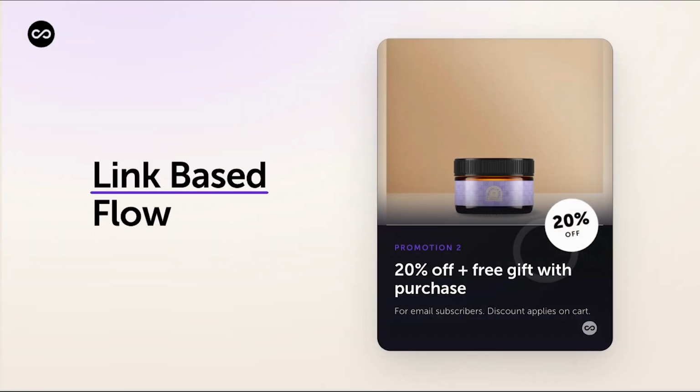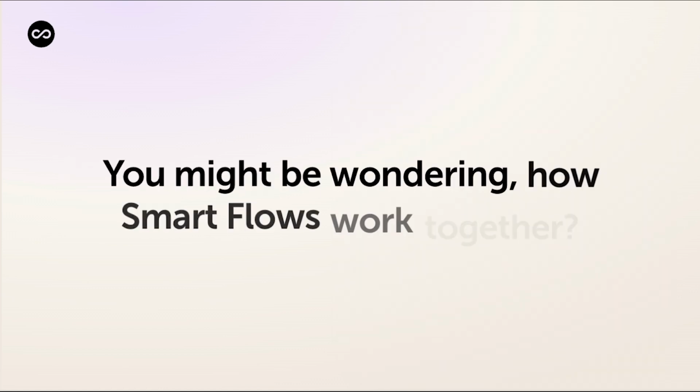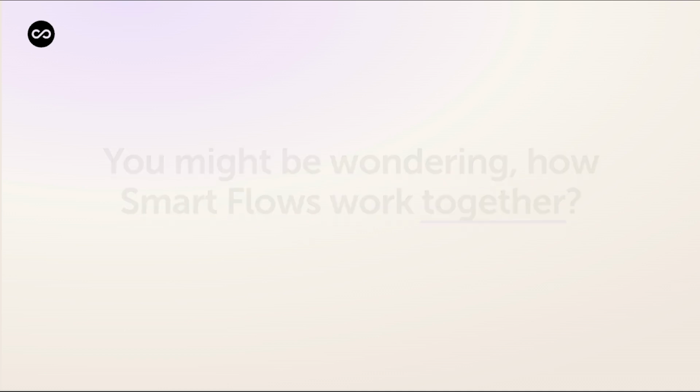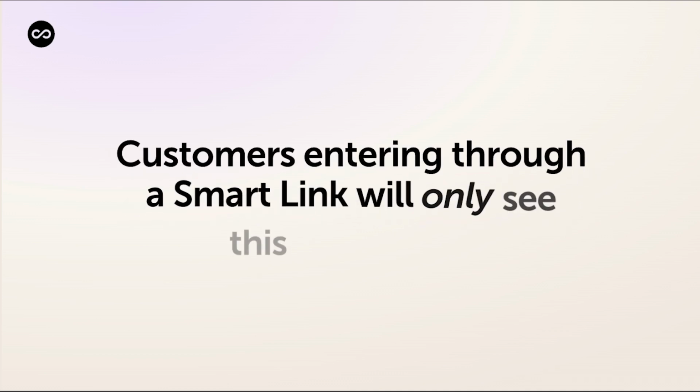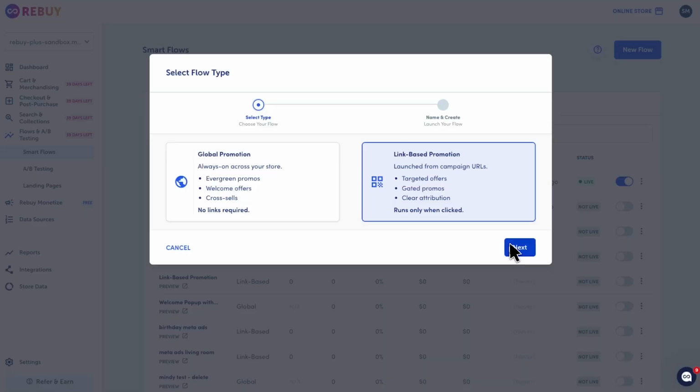Next, we'll set up a link-based flow for Sacred Skin's second promotion. Now, you might be wondering how this promotion plays alongside the global one we just set up. Any customer who enters through the link-based flow will only see that offer and not the global one. To start, we'll create a new flow and select link-based promotion.